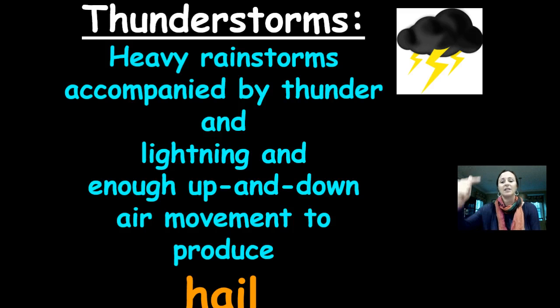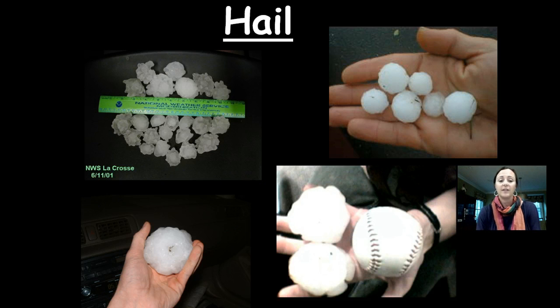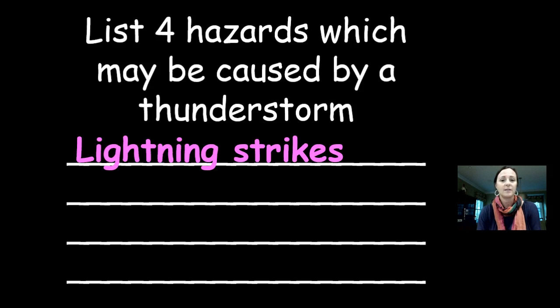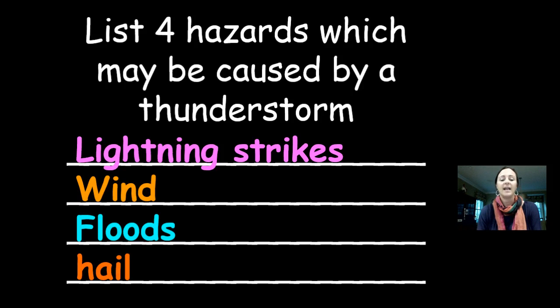What happens is the movement of up and down air will freeze up at the top and then it will start to fall. Then it gets caught back up in a circulating pattern, like a little convection cell up within the cloud level. As the moisture and the water vapor freezes and expands, and freezes over and over again, it produces hail. And here's some pictures of hail. They can get as big as little baseballs, but some may also be chunks of ice. Now, there are 4 hazards which may be caused by a thunderstorm: lightning strikes, wind, floods, and hail. All of these you need to take caution with.